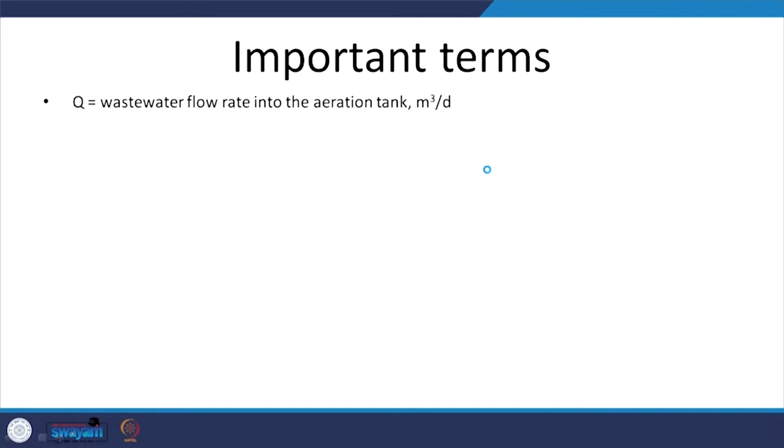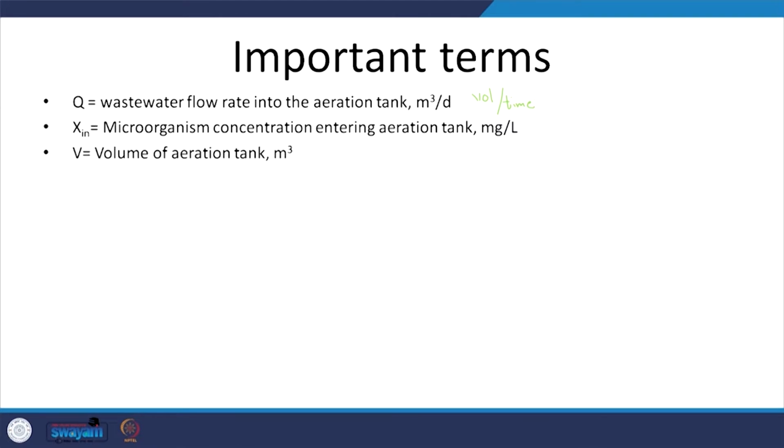Some terms which I already mentioned: Q, flow rate, coming into the tank. So, it is volume per time. Then microorganism concentration entering the tank, MLVSS, with different ways to measure, which we will look at later. Microorganism concentration coming into the tank, sometimes I use X naught, sometimes Xn. Okay. Volume of aeration tank, okay.